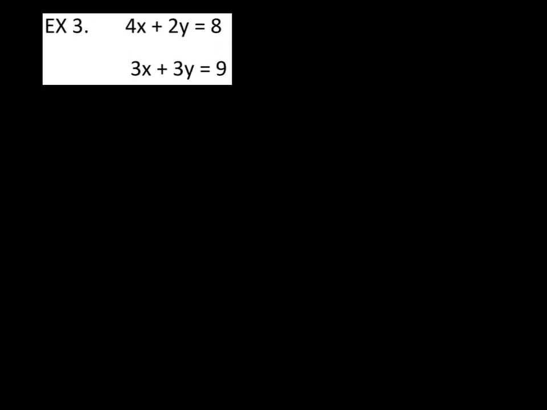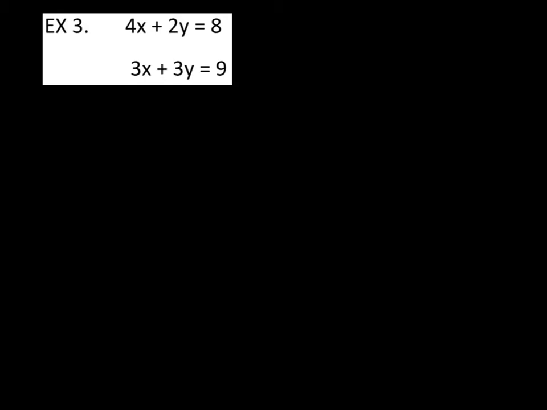Okay, ladies and gentlemen, we're going to try one more before you are going to try one on your own, and we'll be done for the night. Okay, the third example here, again, copy it down in your notebook nice and neatly. 4x plus 2y equals 8, and 3x plus 3y equals 9. Okay, this is definitely going to be the trickiest of any of the ones that we've done.